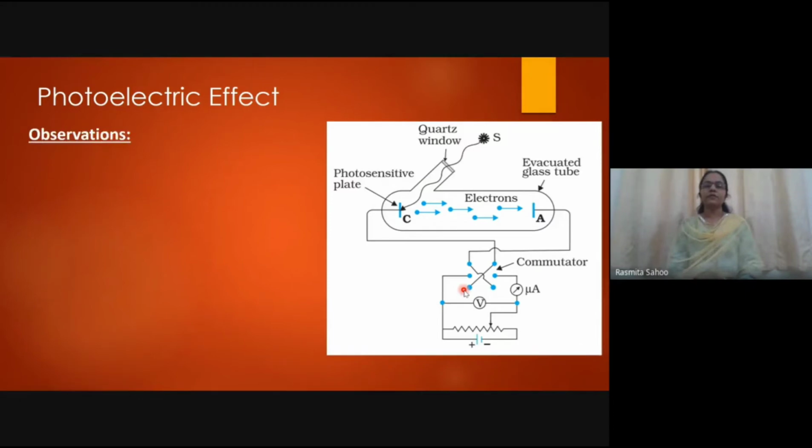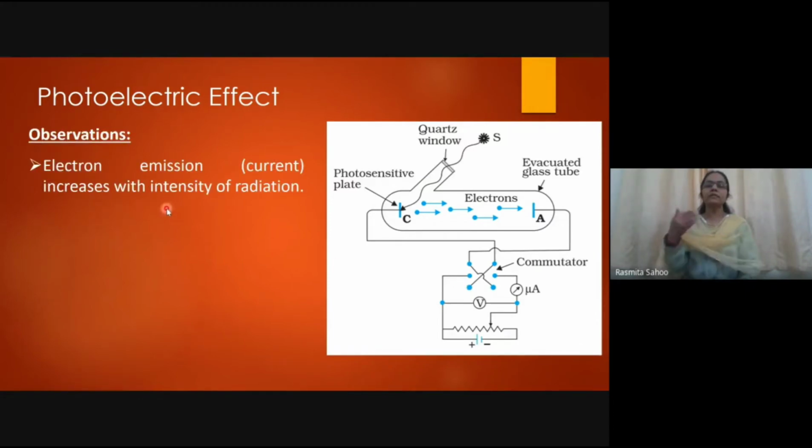First, they saw that electron emission increases with the intensity of radiation. Here, from this window, the radiation is incident. If they increase the intensity, they get more current over here. And as we know, current is nothing but the rate of flow of electrons. So if the current is increasing, that means the number of electrons ejected from the cathode is increasing. So electron emission increases with the intensity of radiation.